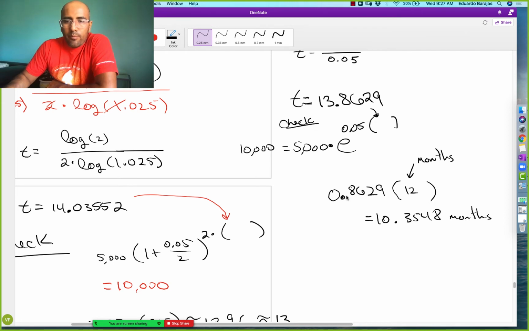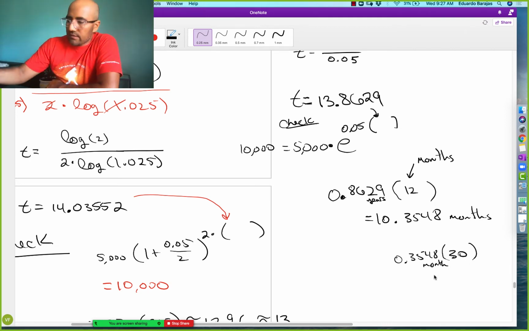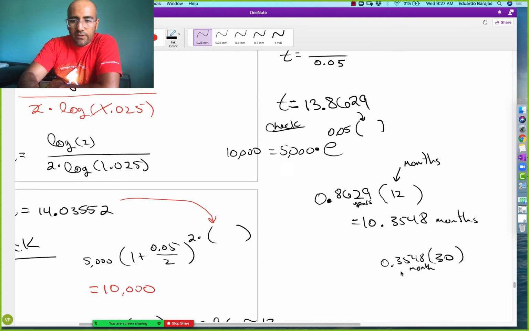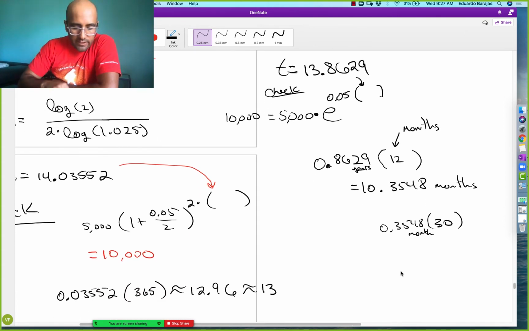So 0.8629 years is equal to 10.3548 months. And now 0.3548 months is the percentage of the following month, which has 30 days. This is in units of months, times approximately 30, and I know every month is a little bit different. It adds to the complexities of our silly calendar. I don't know if you ever thought about why we have such a silly calendar, but we do.